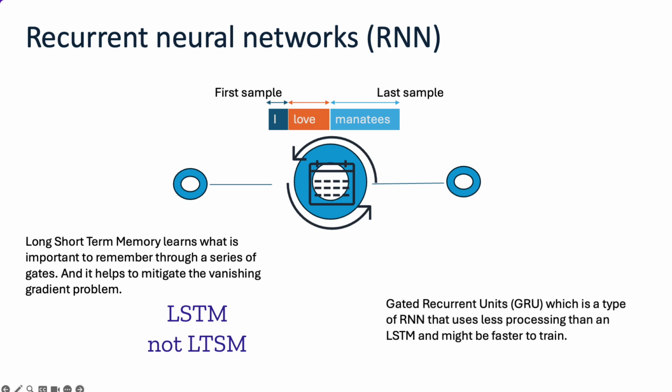And if you don't have the extra time needed to train, then you can use gated recurrent units, or GRU, which is another type of RNN and also uses gates, but is structured differently. It's not as complicated, and it uses less processing than an LSTM, and it may be faster to train.